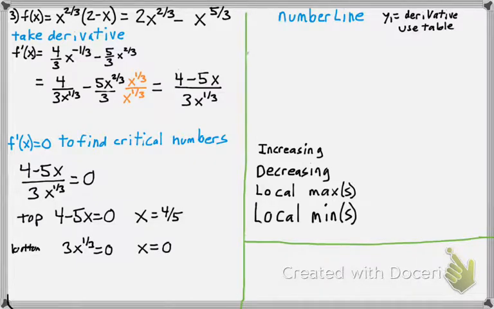Now this is undefined in the derivative, which that's okay. It can be undefined in the derivative, and that will be a critical number. It's only when it's undefined in the original that you'd have to throw it out, and then it wouldn't be a critical number. But 0 is actually okay in the original. So these are your critical numbers.